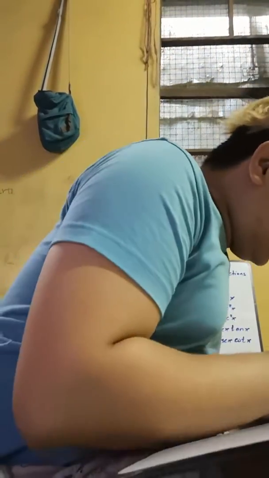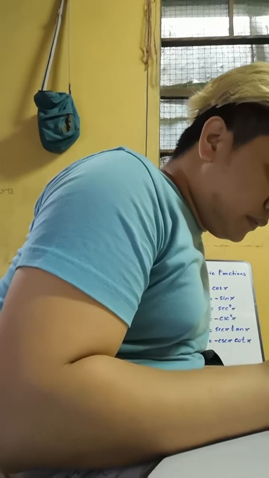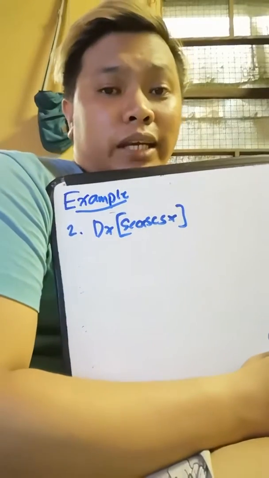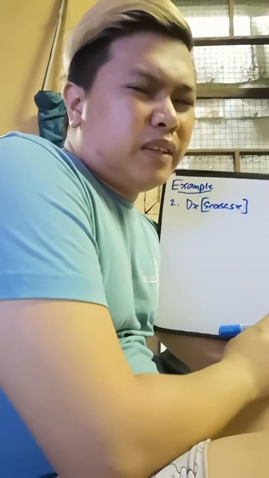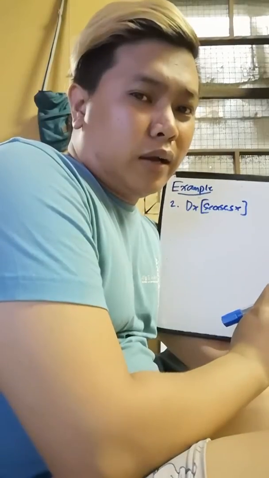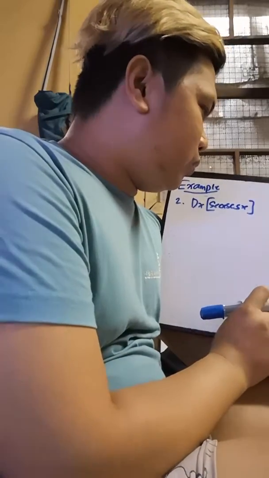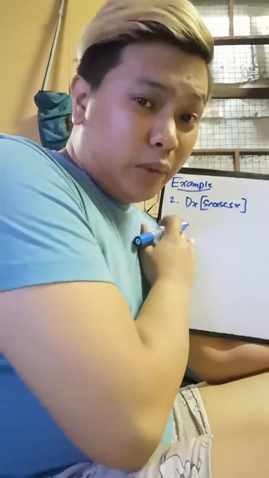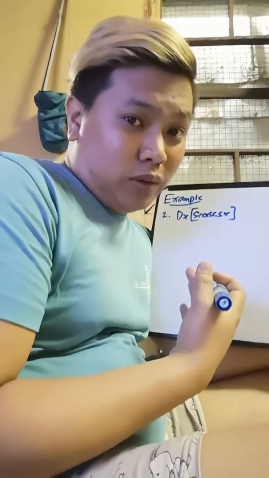Okay? So, let's try another example. Derivative of secant x cosecant x. Meron tayong derivative for secant x, meron tayong derivative for cosecant x, pero wala tayong derivative para sa product ng dalawa. So, ang pwede natin gawin dito is first i-recall na meron tayo product rule.